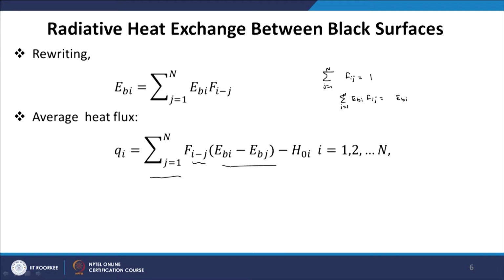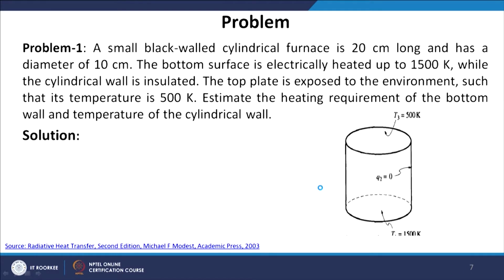Now, we have the same relation written in another form, in terms of the difference in black body emissive power of the surfaces and then summing over. So, we have this difference in black body emissive power. So, this is another form. Sometimes this form is preferred, sometimes the other form is preferred. So, let us do one problem to understand this method.